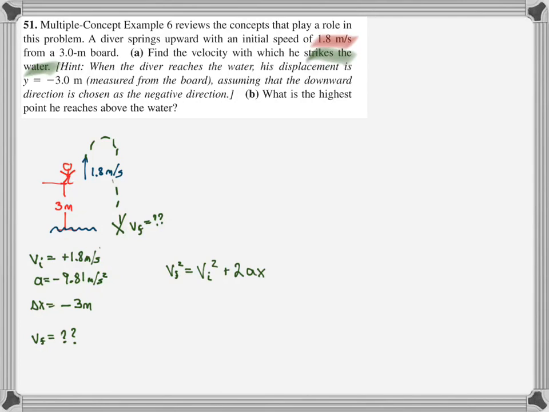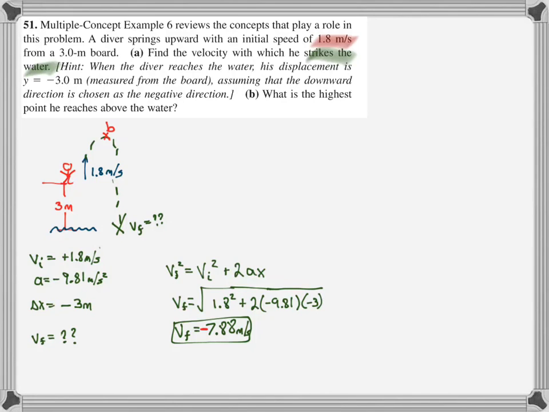The equation we use is V final squared equals V initial squared plus 2ax. We plug in our variables, and we calculate V final by taking the square root of V initial squared plus 2ax, and we get 7.88 meters per second. Now, remember that every time we take the square root, there are actually two possible answers. It could be plus or minus 7.88 meters per second, so we have to look at the problem. He's about to hit the water, he's falling, so his velocity should be pointing down, so our complete answer is negative 7.88 meters per second.